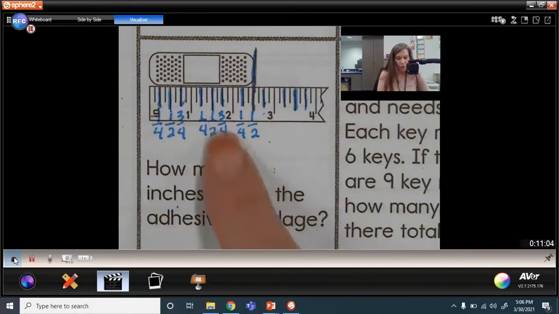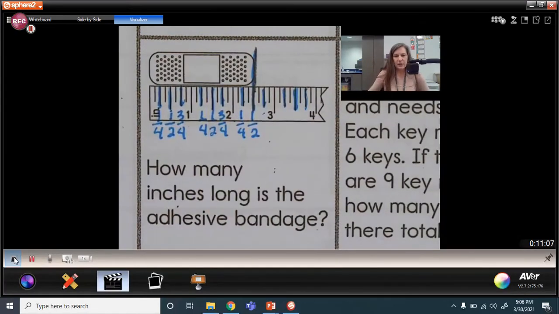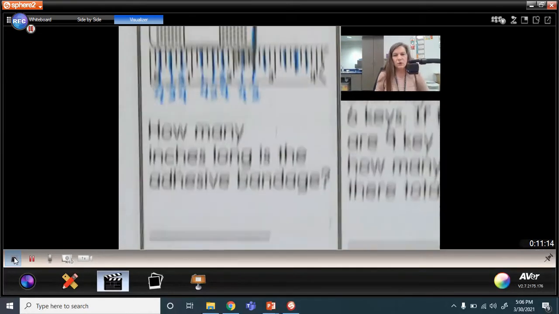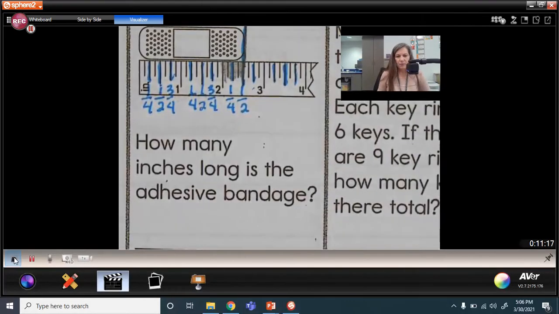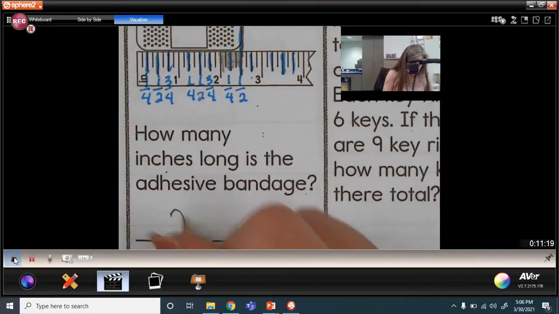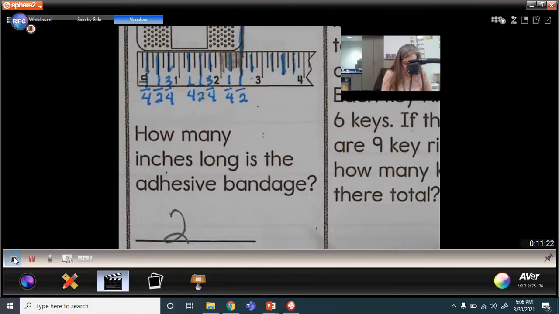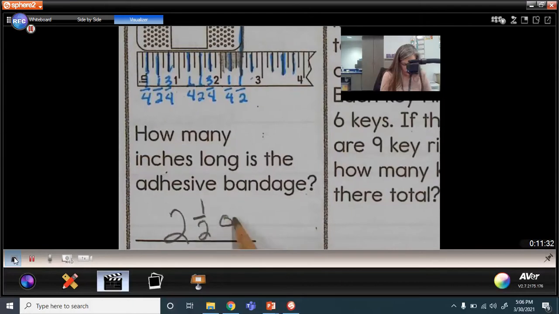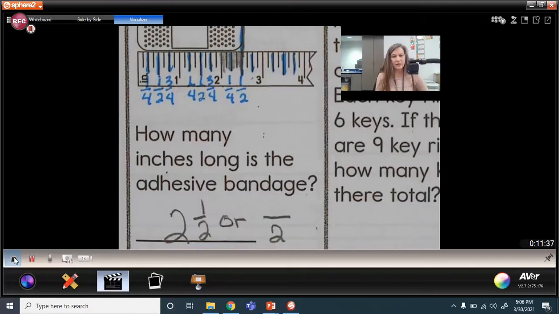So we have 2 whole inches, and then from 2 whole up to here is another half. So when we write our measurement, we're going to write 2 as our whole inches and half of another. Now, if you notice, we could also write with just the numerator and the denominator. So how many halves does it take to make 2 1/2?